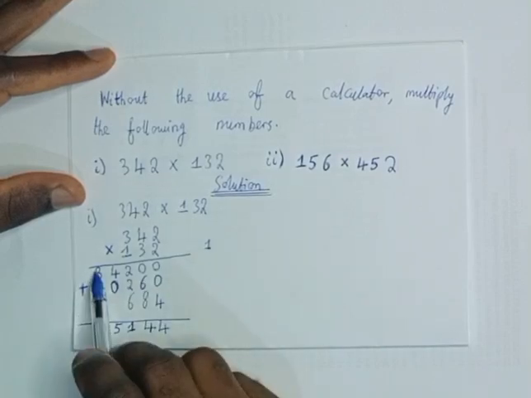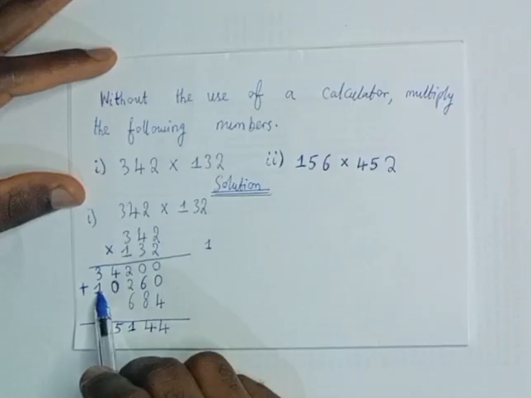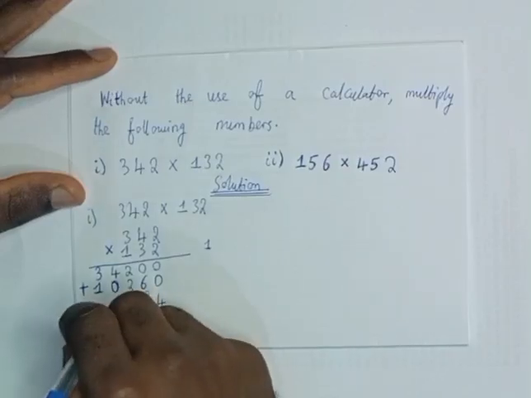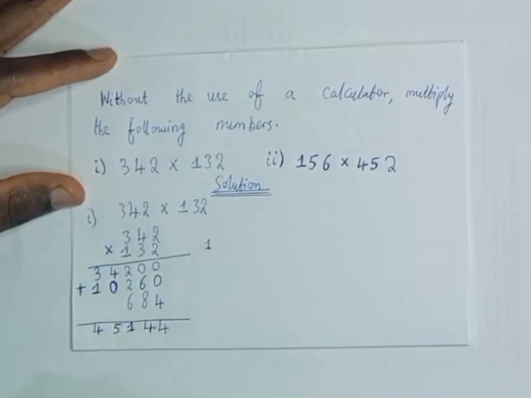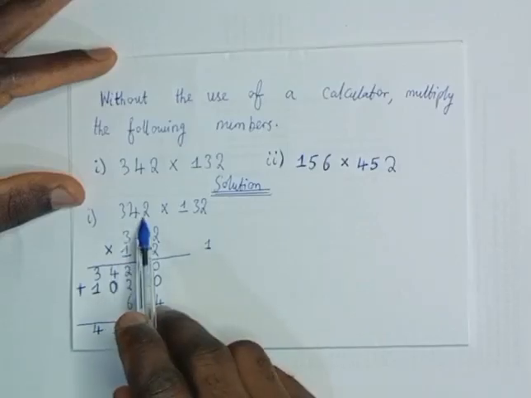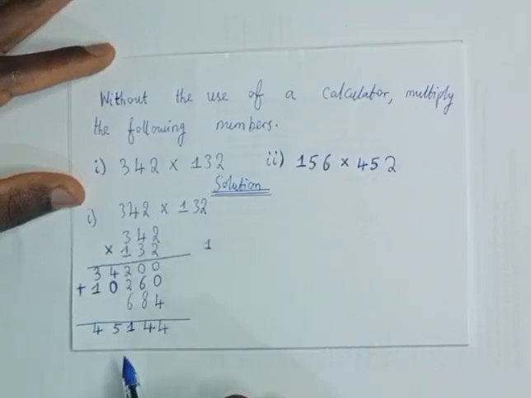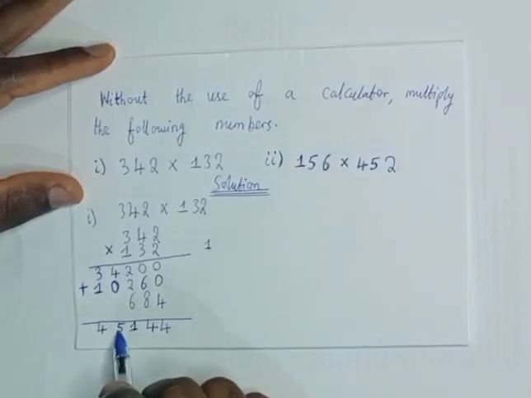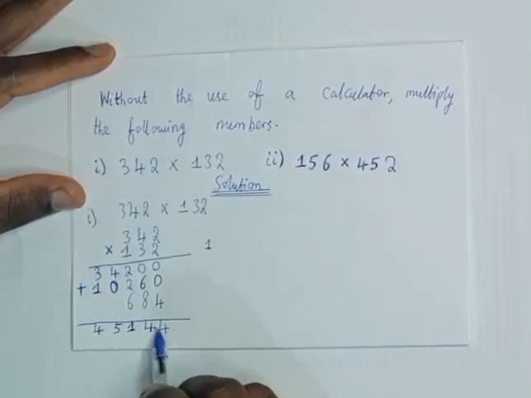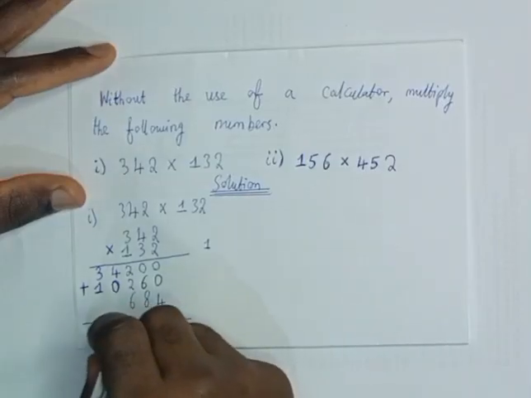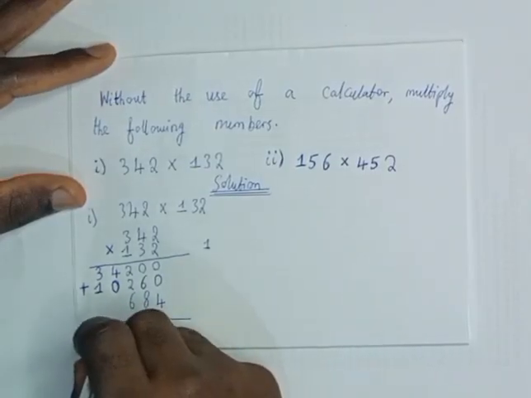We move to the next. 3 plus 1 gives us 4. Therefore, 342 times 132 is simply equal to 45,144. You underline the final answer.